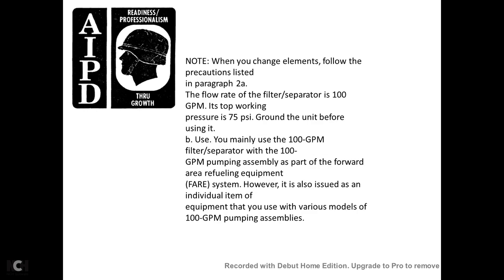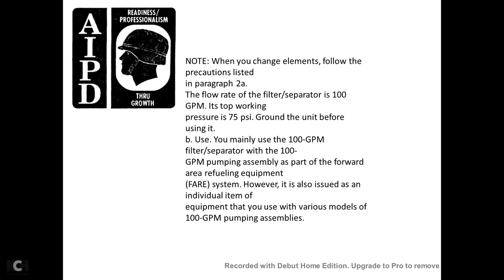The rated flow of the 100 gallon per minute filter separator has a top working pressure of 75 psi. Ground the unit before using it. Use the 100 gallon per minute filter separator mainly with the 100 gallon per minute pump. The assembly is part of the forward area refueling equipment.